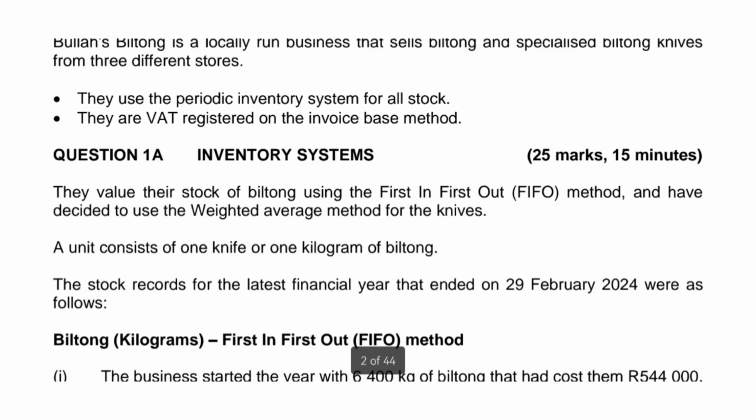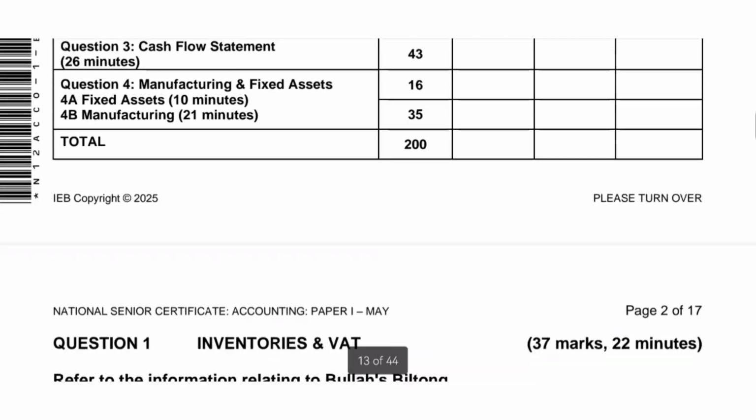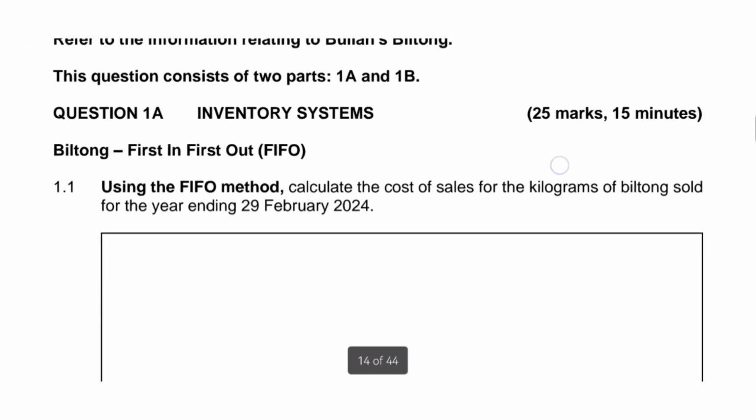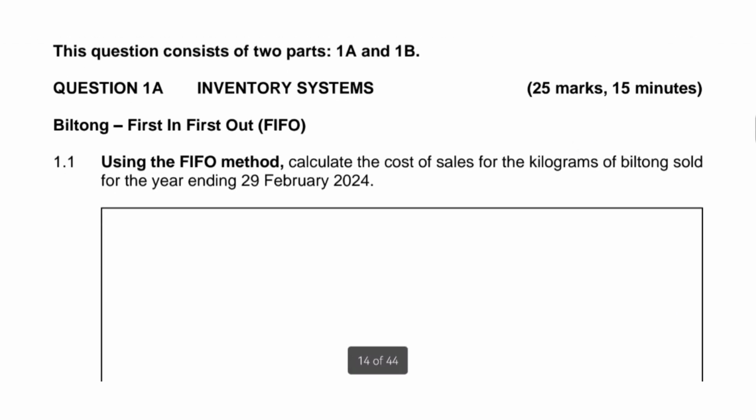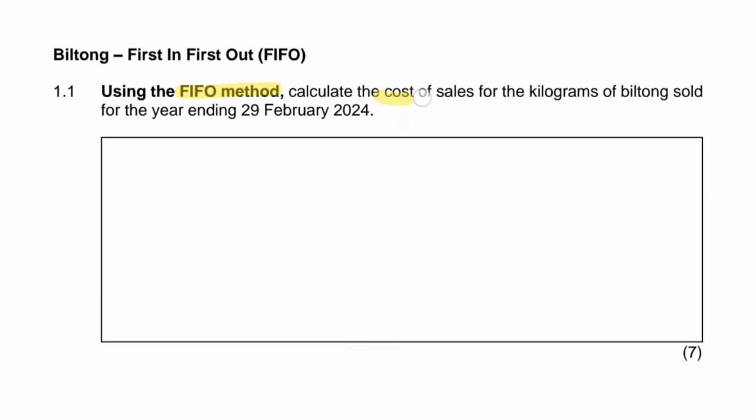We are told that Bula Biltong uses a periodic inventory system. We can also see that they are a registered VAT vendor, registered on the invoice-based method. The first question requires us to calculate using first in, first out. Some say FIFO, some say FIFO, whatever works for you. Calculate the cost of sales for the kilograms of biltong sold for the year ending 29 February 2024.